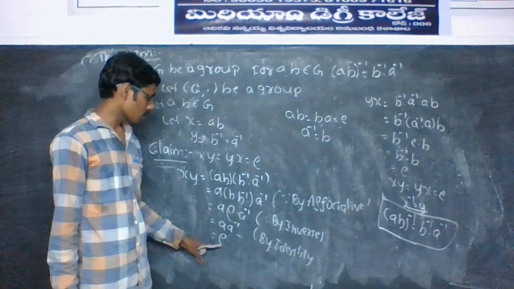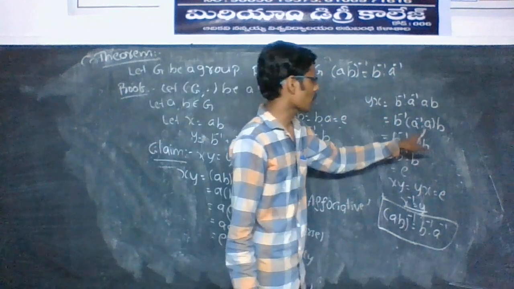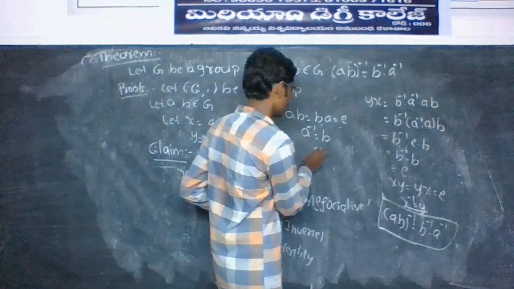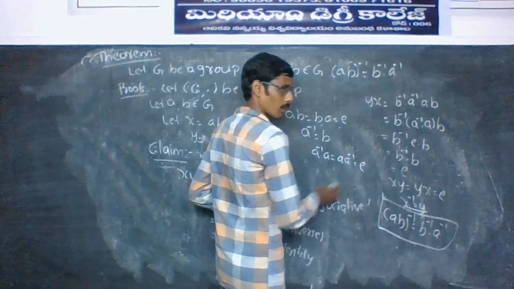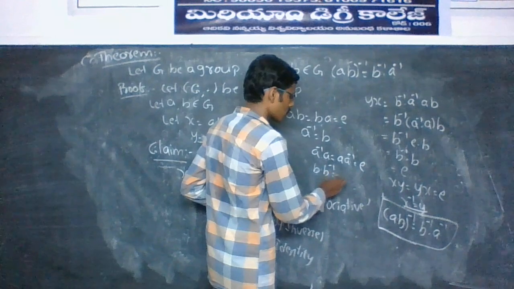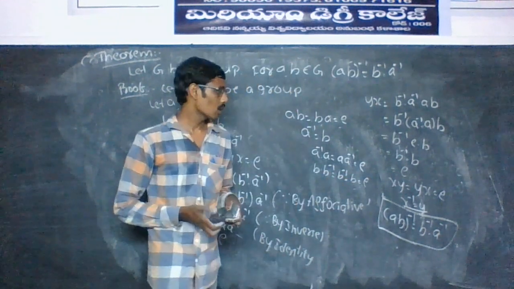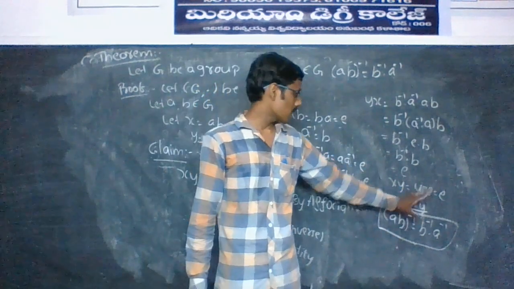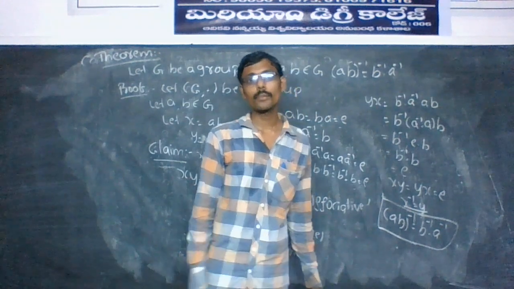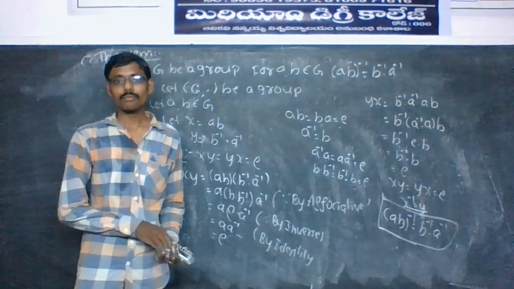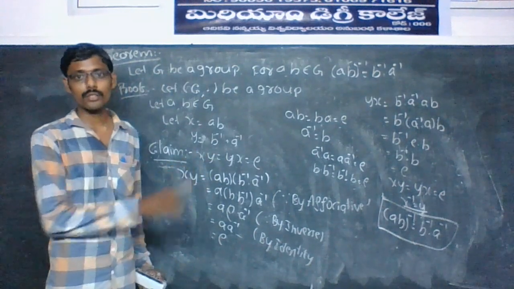So XY is equal to E by the inverse property, by the associative property, by the identity property. A inverse into A into A inverse is equal to E by the inverse property. B into B inverse is equal to B inverse into B is equal to E by the inverse property. So XY is equal to YX is equal to E. X inverse is equal to Y. AB whole inverse is equal to B inverse into A inverse.